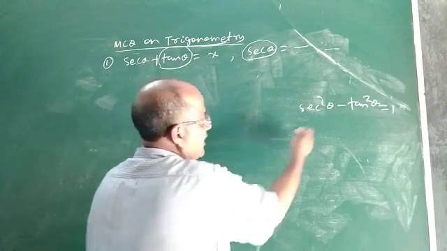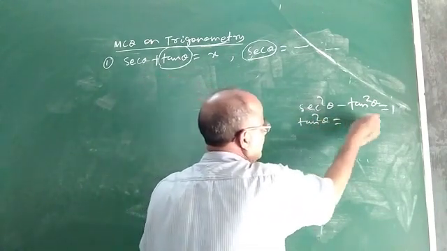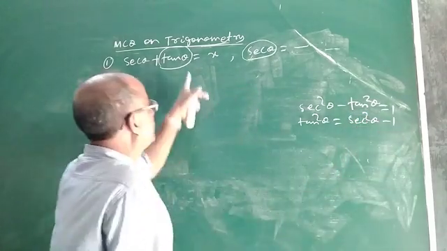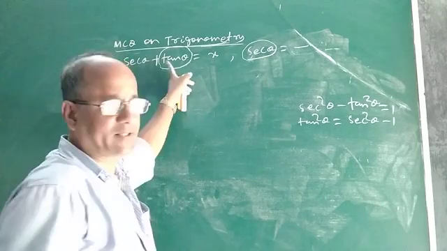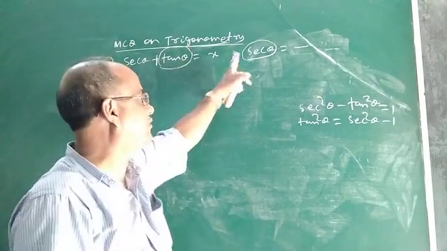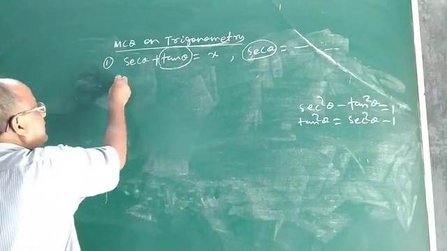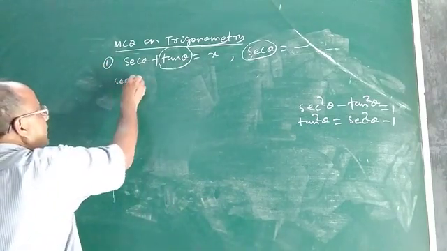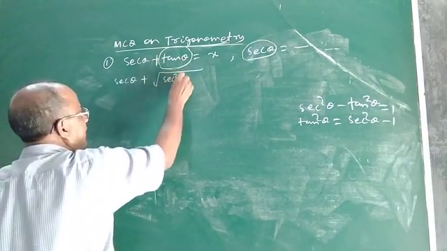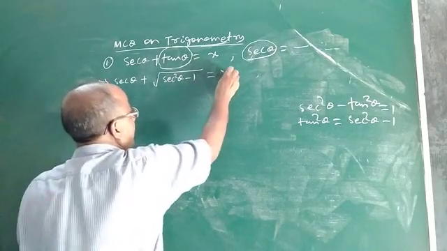So how to express tan theta? Tan square theta will be equal to sec square theta minus 1. So you apply this formula here. That means express tan theta in terms of sec theta, because we want to find the value of sec theta. So let us see what is happening. This is sec theta plus, instead of tan theta, it will be the square root of sec square theta minus 1, equal to x.